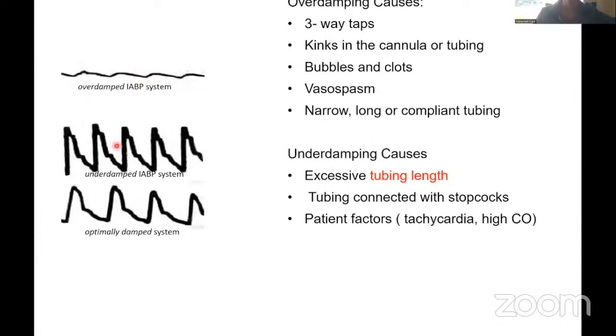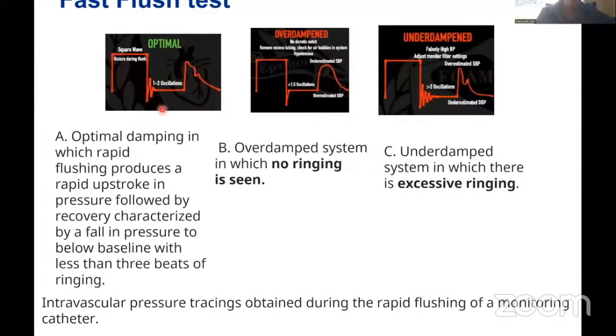Whereas an underdamped system is seen in case we have a long tubing length, our tubing is connected with stopcocks, or in patient factors like tachycardia or high cardiac output states. So as you can see in this fast flush test, for the optimal system, we have 1 to 2 oscillations. Whereas for the overdamped system, the oscillations will be fewer because the damping is more. So there will be no ringing seen. Whereas for the underdamped system, there will be excessive ringing, that is more than 2 oscillations.